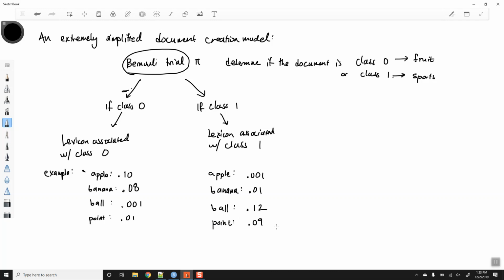Again, I'm making these words up, and you can imagine the entire lexicon that exists for the whole language, or at least some subset of the language, maybe 100 words or 1,000 words. You say these are the key words we're dealing with, and we're going to have different probabilities associated with each of them. Basically if it's class 0, we've got this lexicon here, and then from here we generate the document.